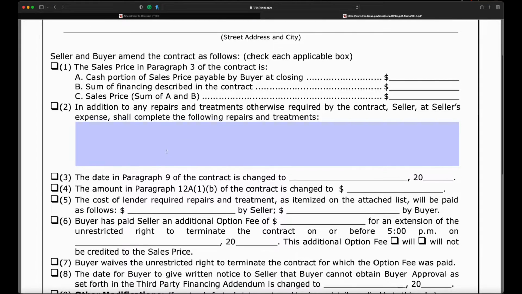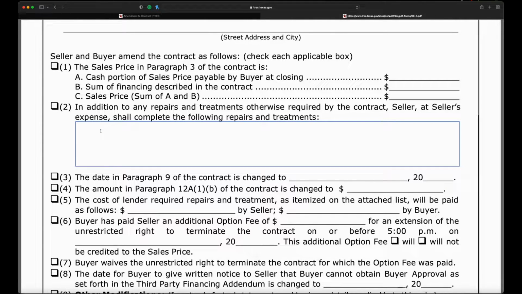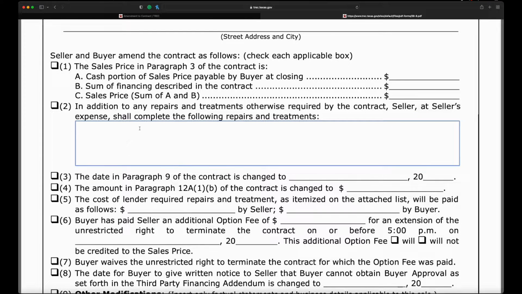On here, this is probably one of the most commonly used ones. This is for any repairs or anything after you do inspections or observations on the house. This is the part that you'll use. So for example, if you have on an inspection report that the roof was destroyed or the roof has significant damage or something like that, you will type all that in here.